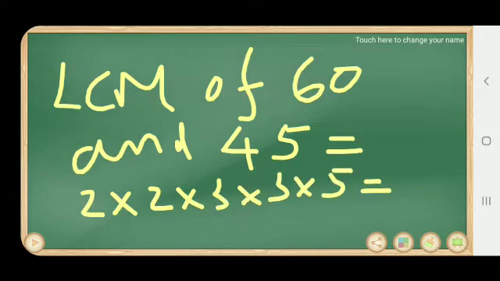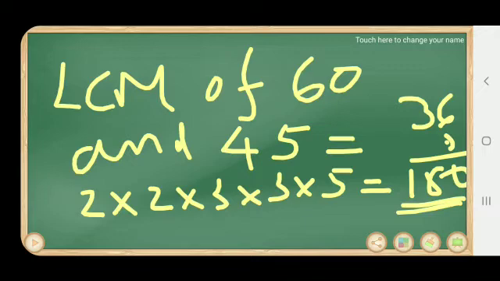What is that? What is that number? 36 into 5, is it? You all know that. 180. 2 into 2, 4 into 3, 12 into 3, 36 into 5. Okay.